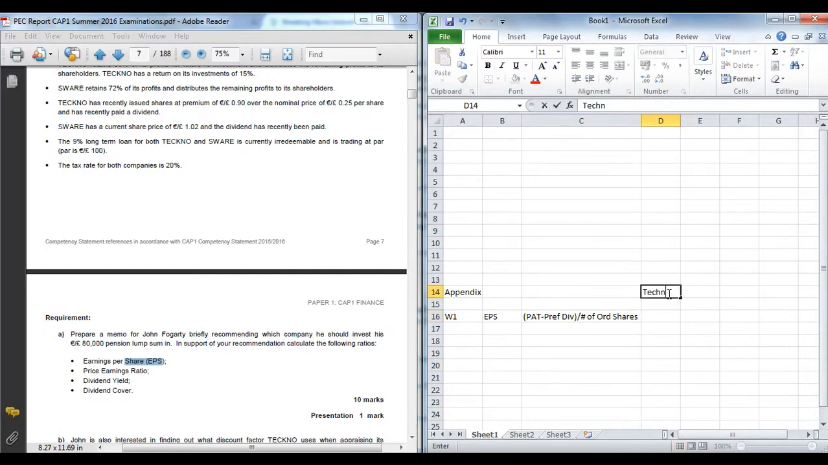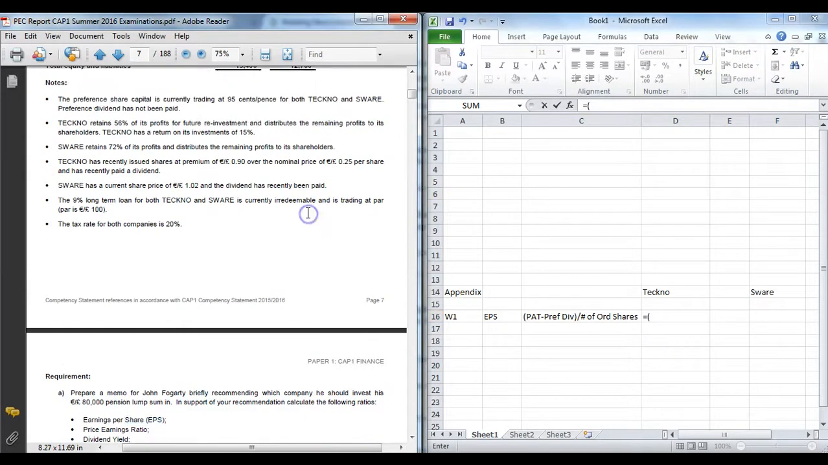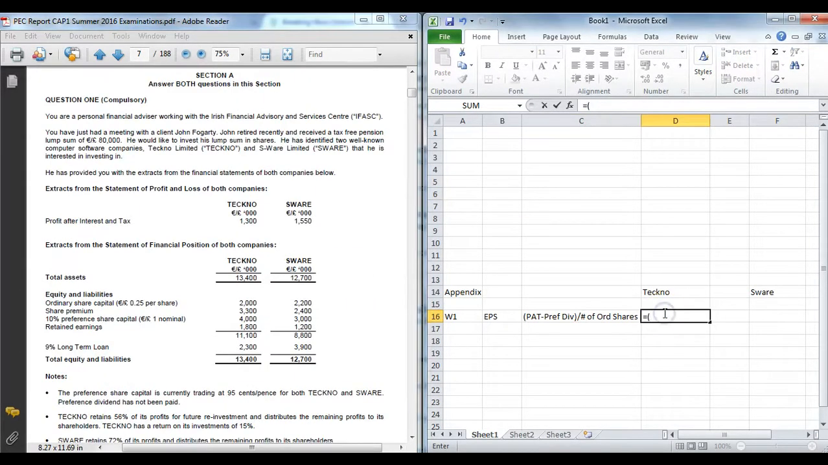So we'll do it here for Techno, and we'll do it for Swear. Just make them a small bit bigger. So for Techno, you have the profit after tax, we're told in the question, is 1.3 million. I'll just put it in millions because we're going to be using number of shares. And the preference dividend, we're not told directly, but you needed to figure out that it's a 10% preference share capital, and there's 4 million of preference share capital. That means there's 400,000 of preference dividend to be paid each year.